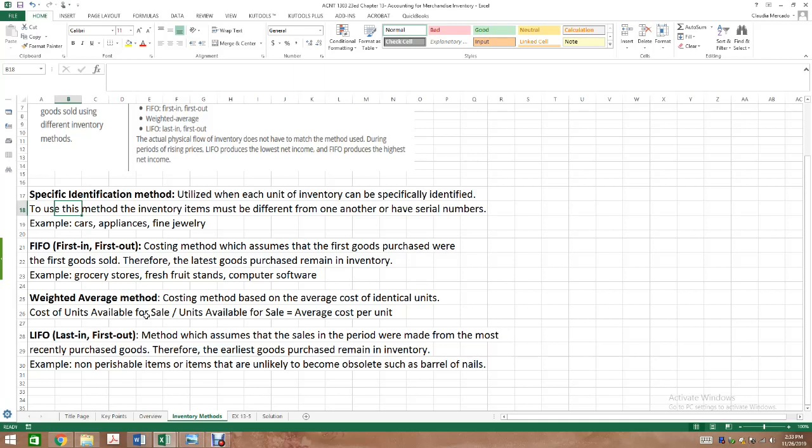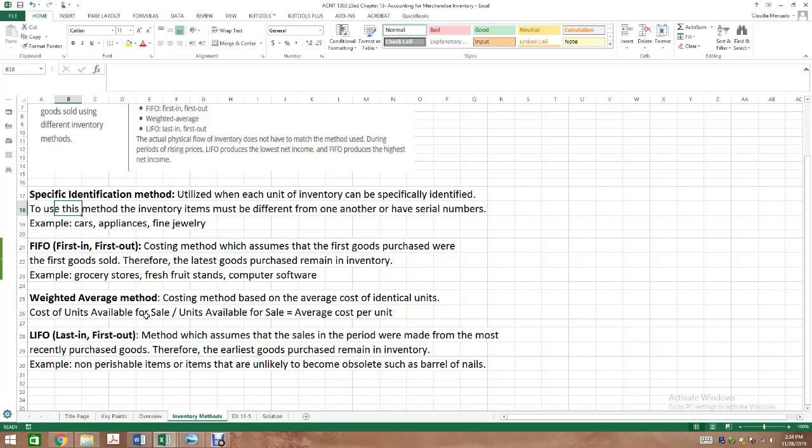And last but not least, we have the LIFO method, which is the last in, first out. Okay? This is a method which assumes that the sales in the period were made from the most recently purchased goods. So the last items in are the first items out. So you're going to be selling your newest inventory. The earliest goods purchased, or the oldest items, are going to be the ones that you're going to keep in your inventory. Okay? This is good for non-perishable items or items that are not likely to become obsolete.